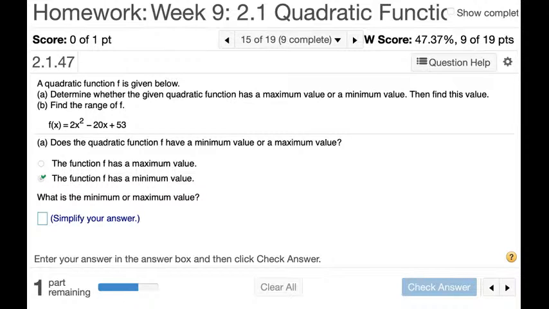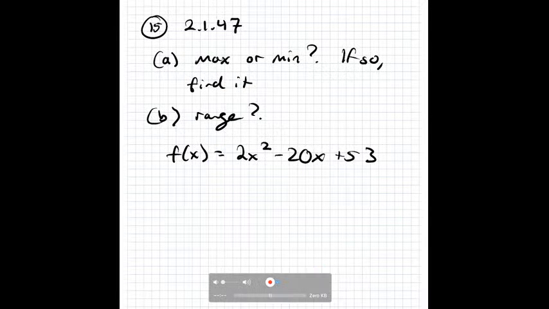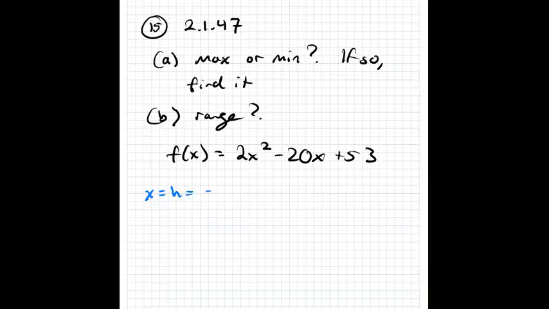So let's hop over here, and we need to show this. Okay. So now the vertex. Again, the x-coordinate of the vertex, which is going to be our h, is going to be negative b over 2a. So that's going to be negative, our b in this case is negative 20 over 2 times our a, which is 2. 20 divided by 4 is 5.